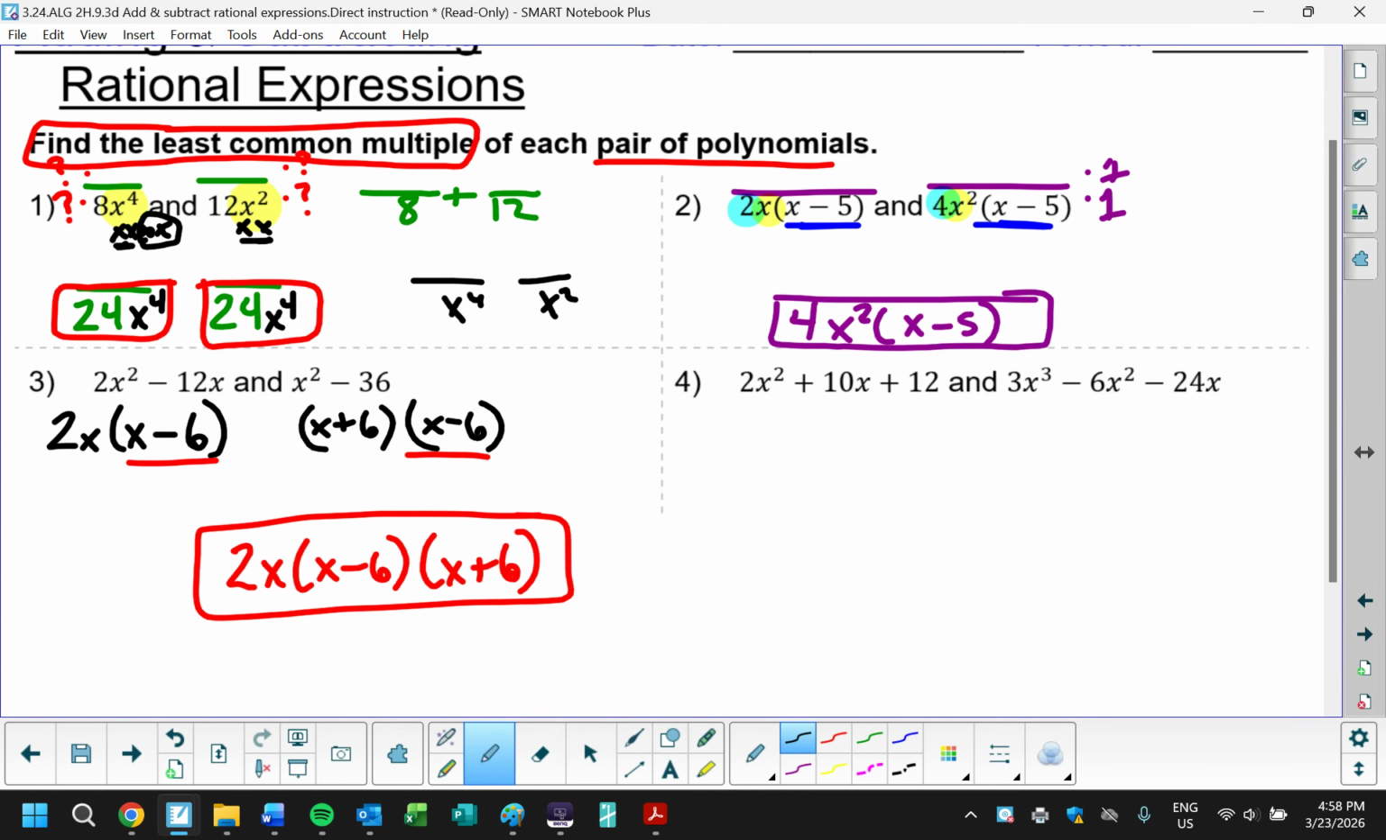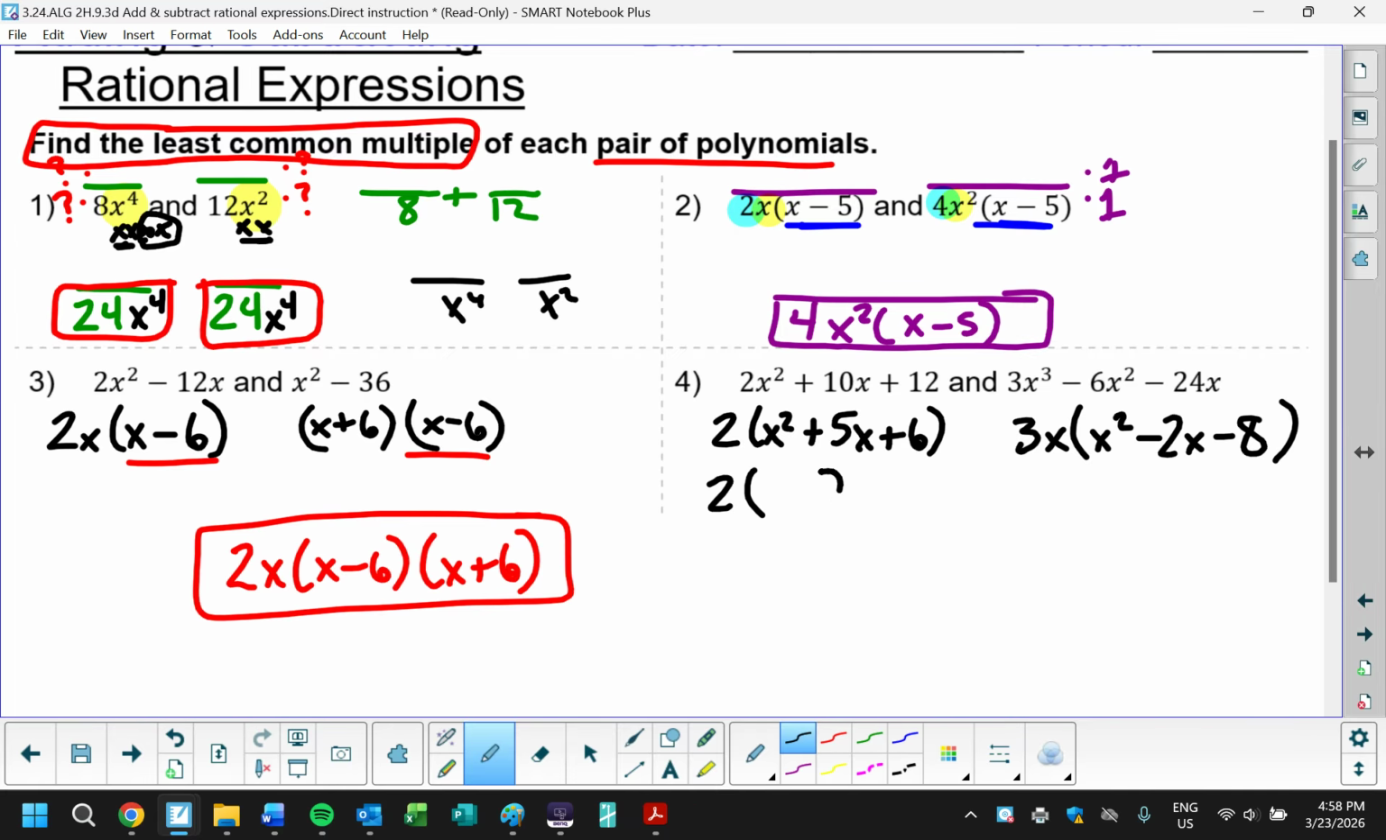Again, forgive me if you already did this. If you factor out a 2 from the first trinomial, and you factor out both a 3 and an x from the second trinomial, now I'm going to continue factoring these.